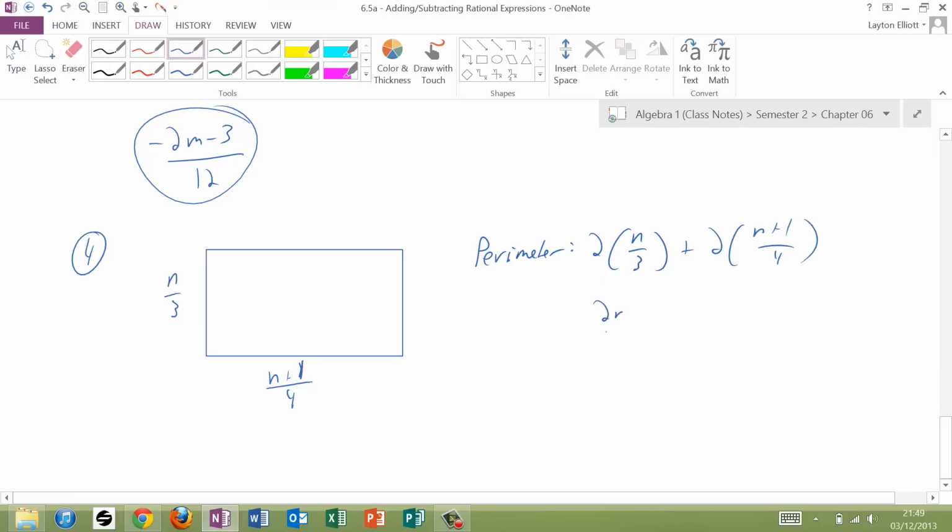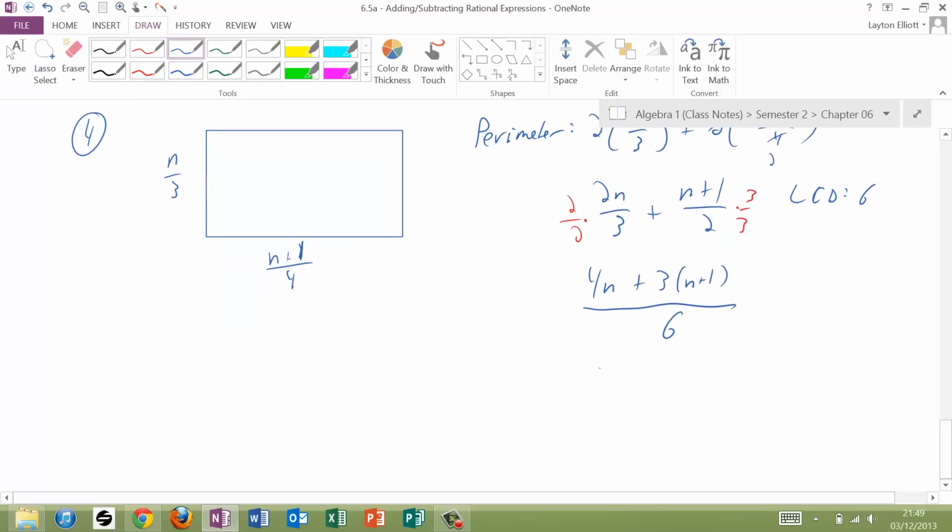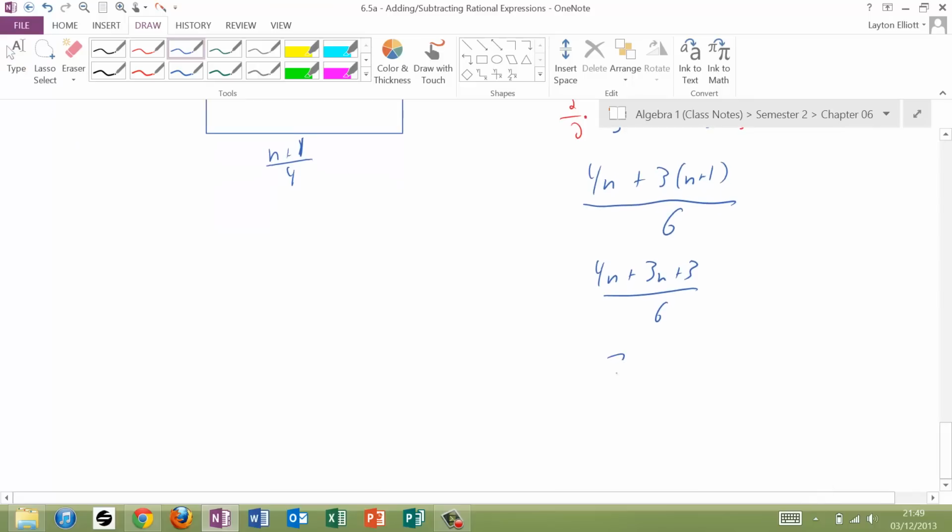So this first one becomes 2n over 3. The second one, the 2 and the 4 can cancel, and I would get n plus 1 over 2. Then I want to state an LCD of 6. I'm going to multiply this first one by a 2 over 2, and I get 4n plus, and multiply the second one by a 3 over 3, and I get 3 times n plus 1 all over my LCD of 6. So then I have 4n plus 3n plus 3 over 6, or 7n plus 3 over 6.